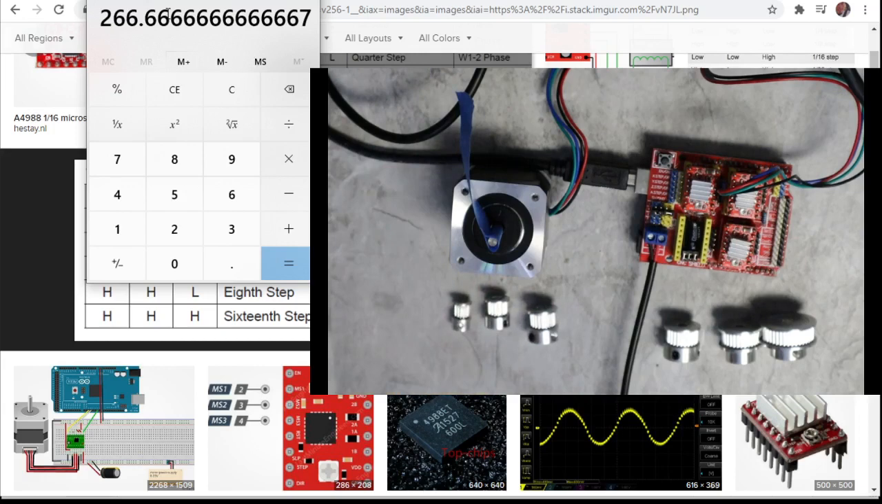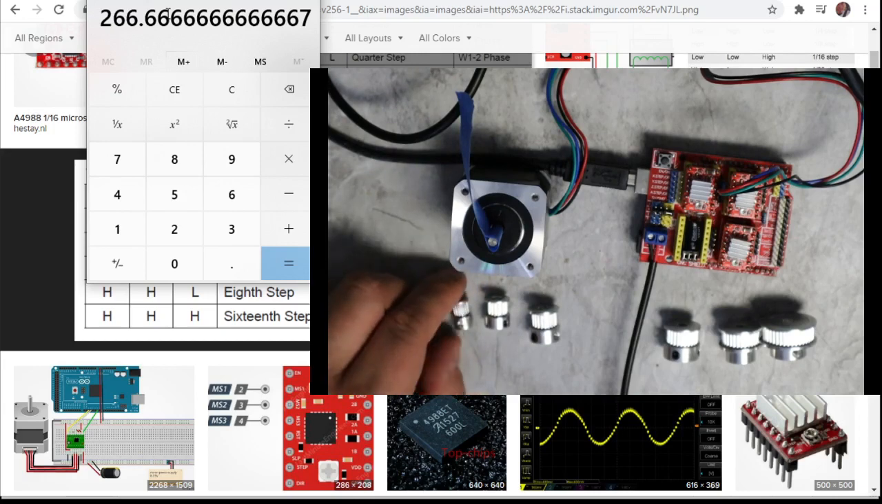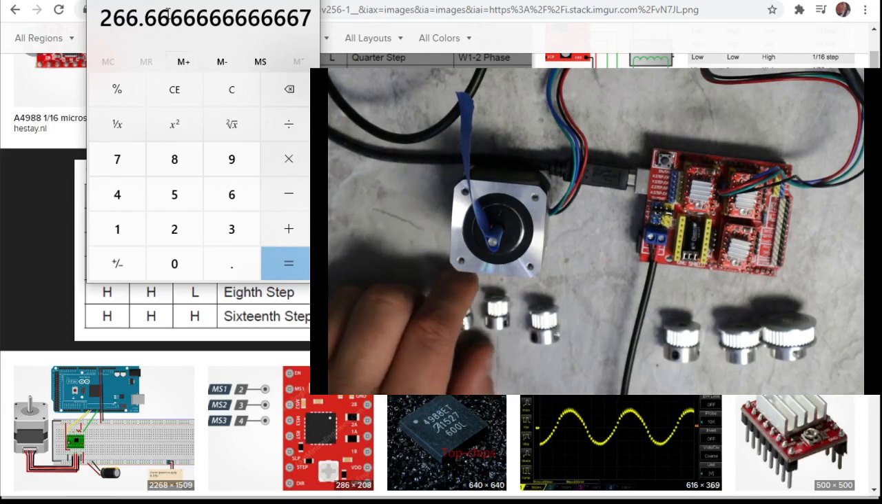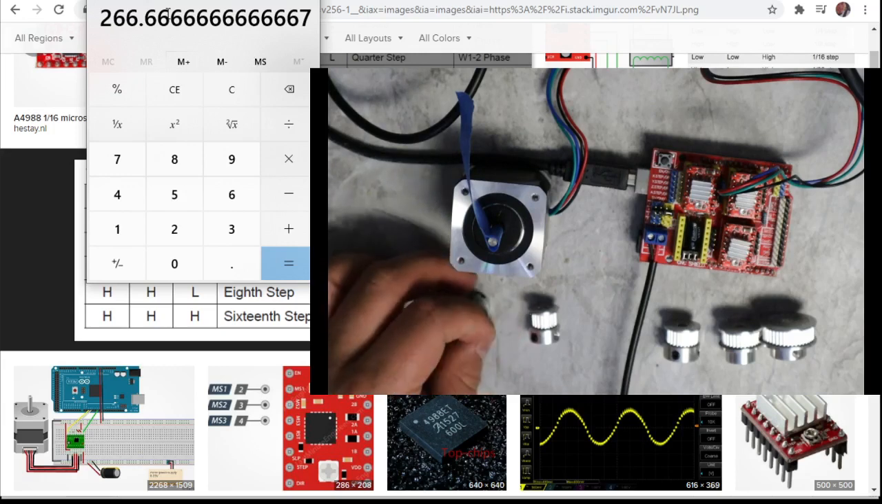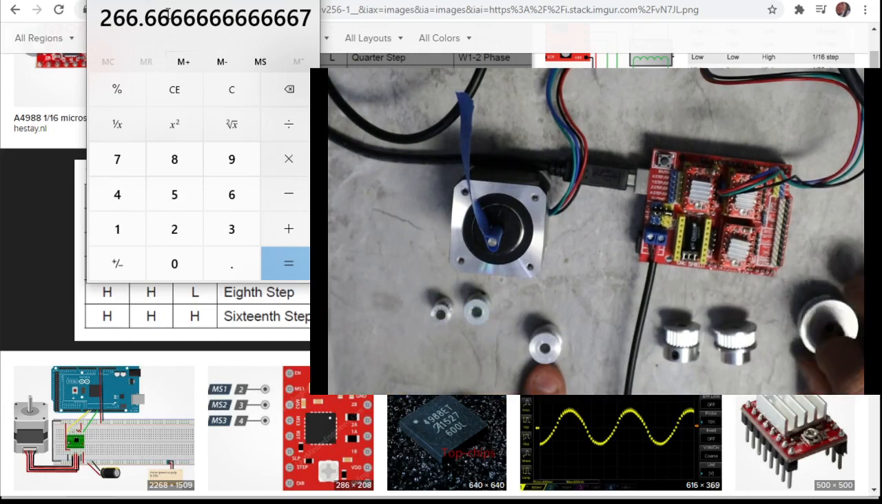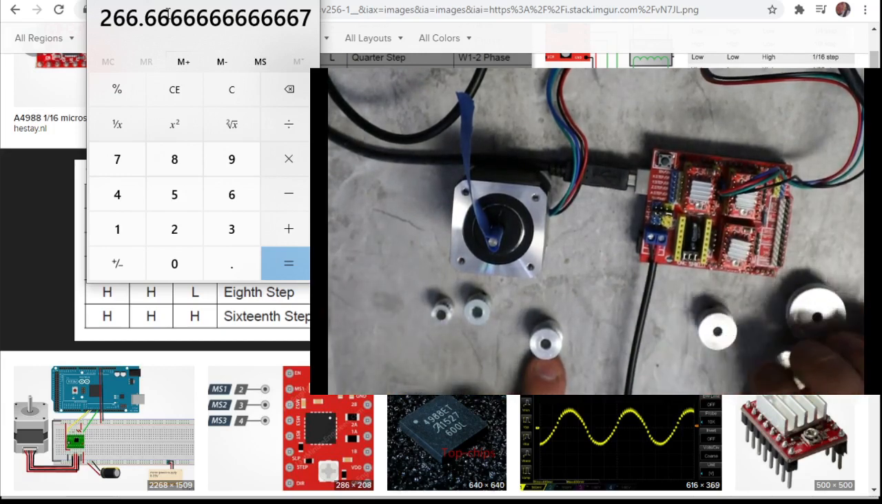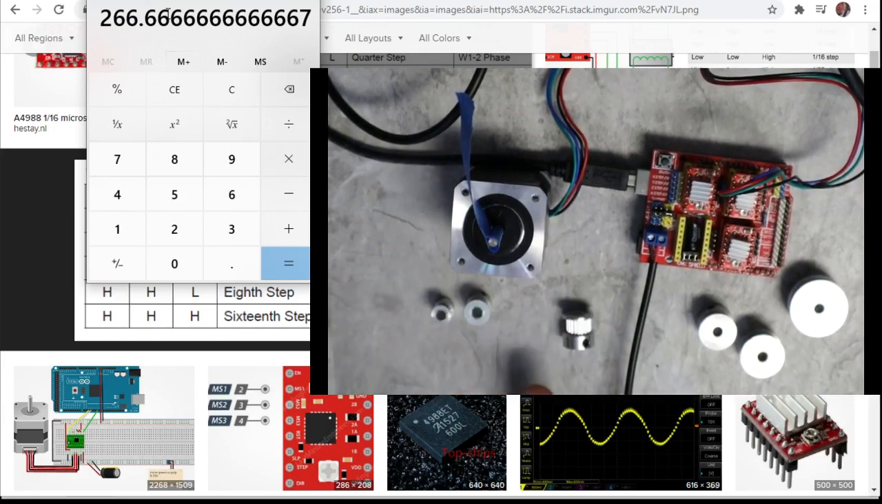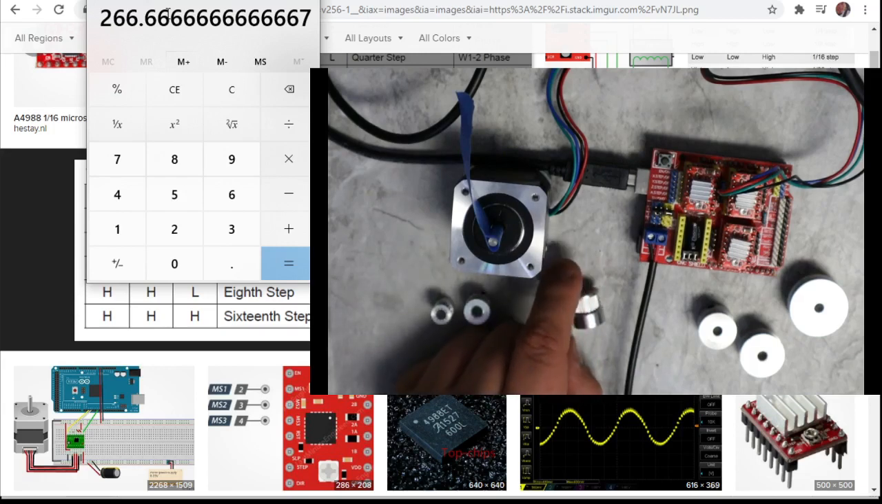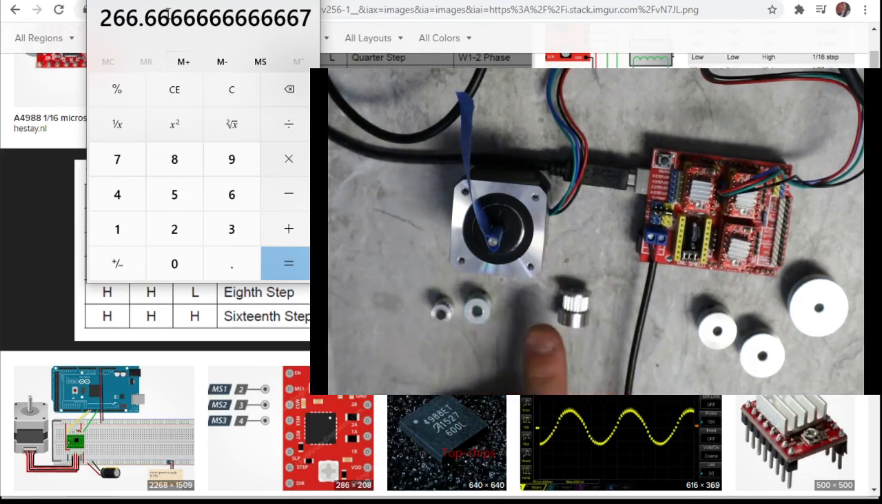So these are GT2 sprockets. That means that every tooth, there are 2 millimeters between the next tooth, right? Between the start of the first tooth and the start of the next tooth, there's 2 millimeters. So let's look at this 20 tooth, this really common one. If it has 20 teeth and there's 2 millimeters, that means it moves the belt 40 millimeters when it does a full revolution. And that's what we're looking for: how many millimeters per revolution, right?